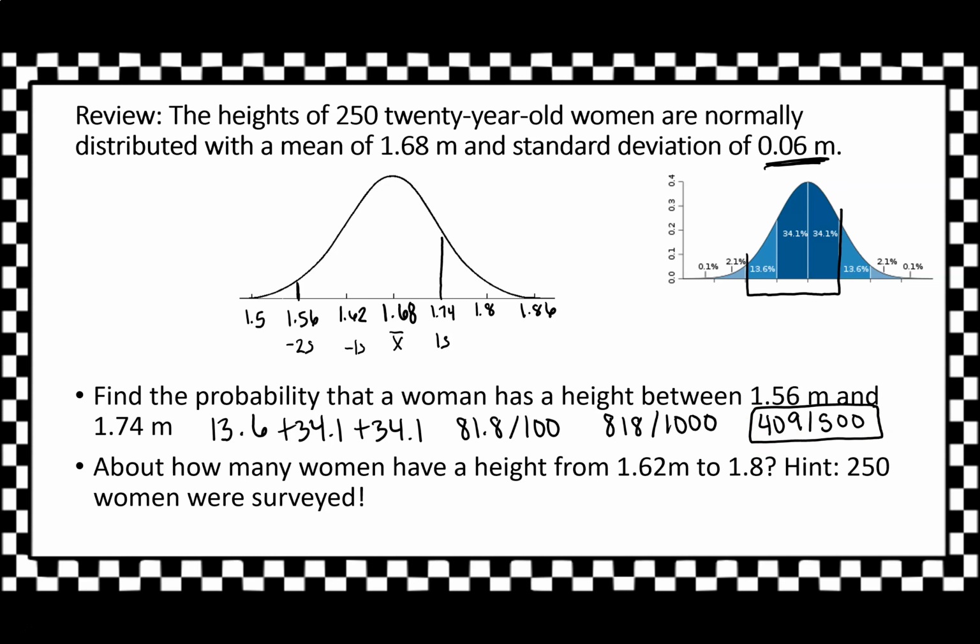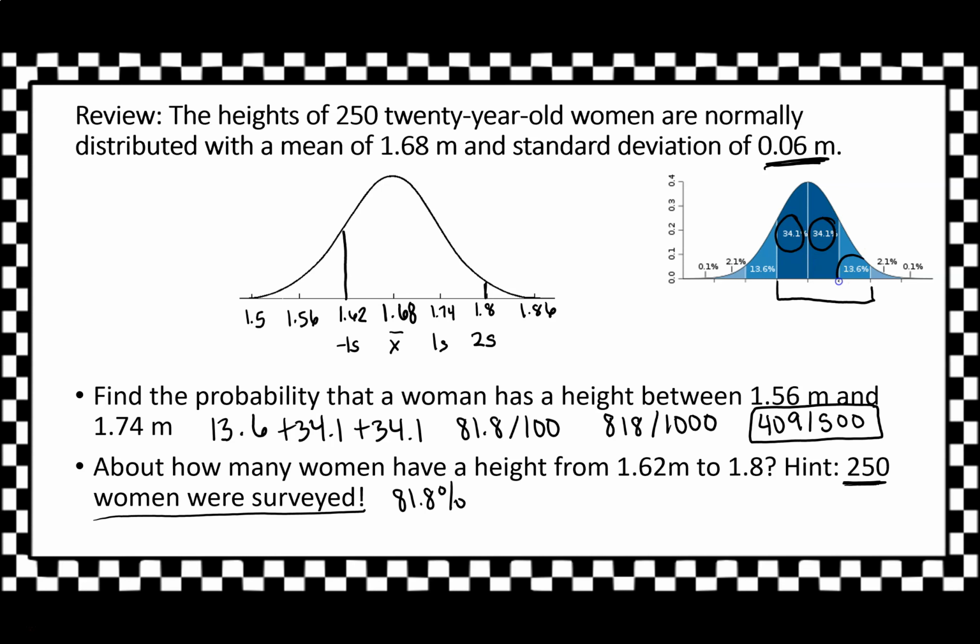All right, next question here is about how many women have a height from 1.62 to 1.8. And just as a reminder, 250 women were surveyed. Where are we at here? Well, 1.62 right here to 1.8 right here. So if this is my X bar, we're talking about 1 standard deviation to the left and 2 standard deviations to the right. That's also going to give me an 81.8% if I add up those values, this one, and this one.